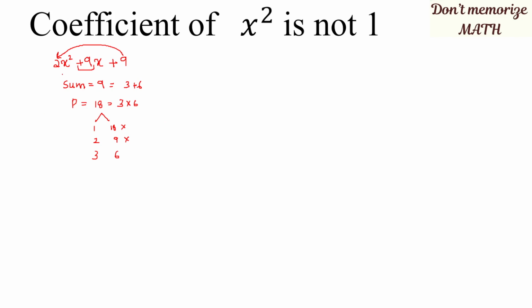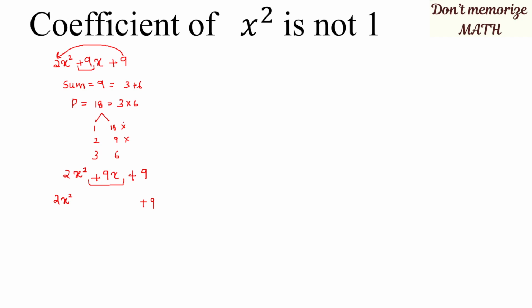See, write the same question. I will write here 2x square plus 9x plus 9. Okay, then 2x square and 9. I am not writing this 9x, I am splitting this 9x. We got what? 3 and 6.